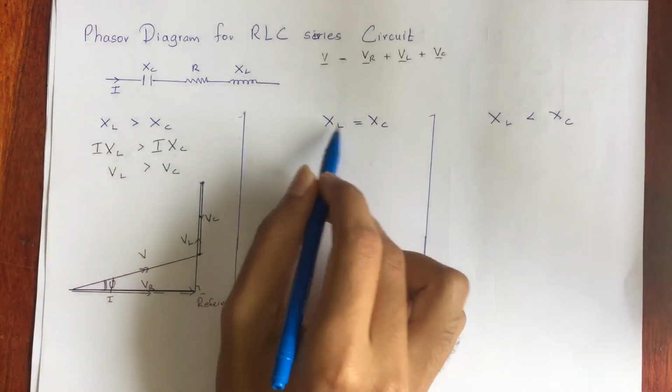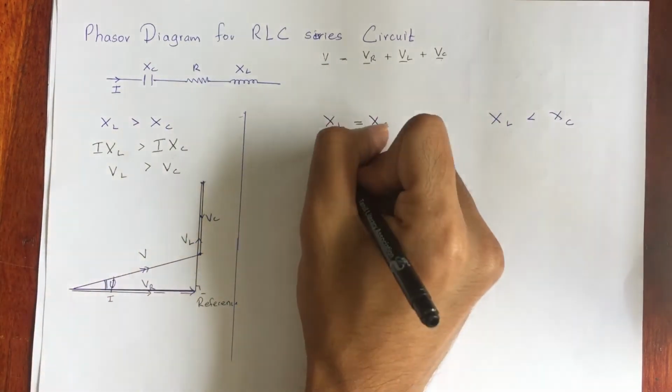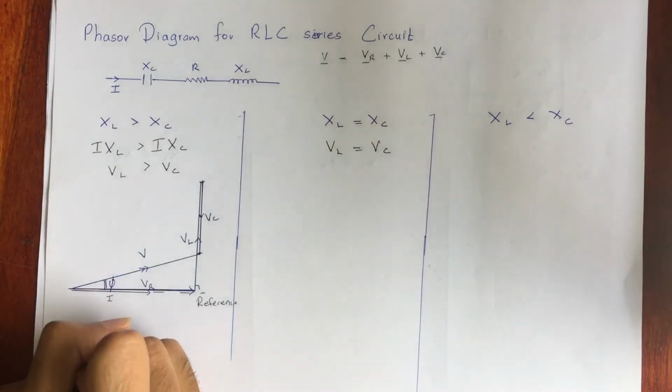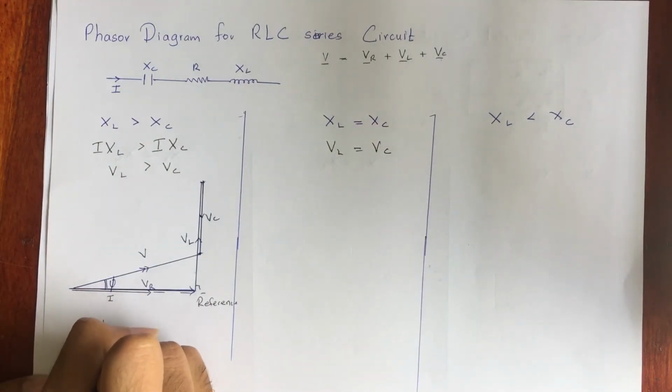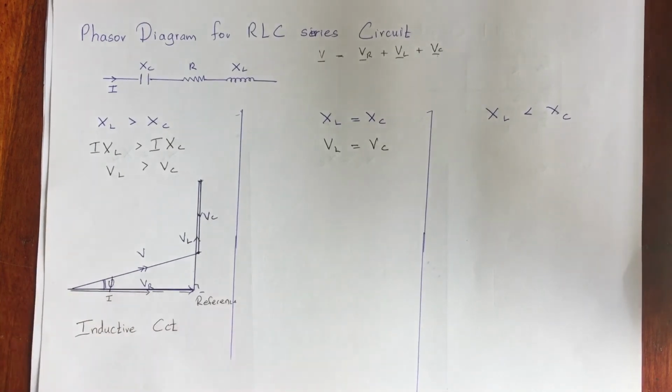So if I multiply these two by I, we can directly tell the VL is going to be equal to VC. So I can write it like this for the inductive circuit. Over here, for the inductive circuit, I can write it like this. It's just a short form. Okay, so VL is equal to VC.